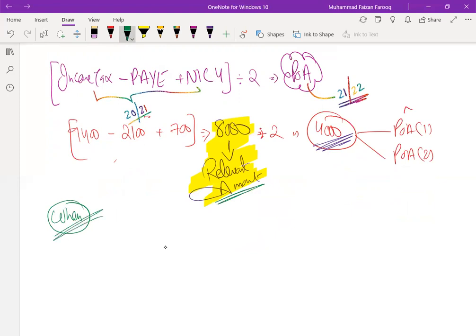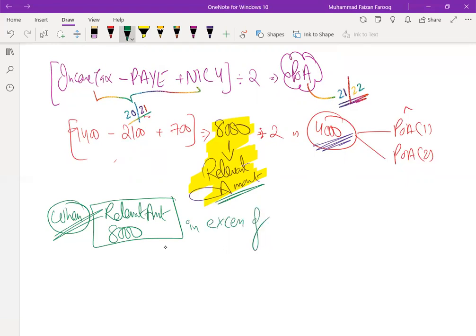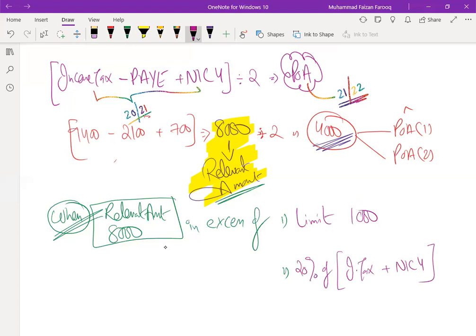This 8,000 is the relevant amount, and you will ask whether it is in excess of 1 and 2. The one is a limit, which is 1,000, and the two is 20% of the bracket. Bracket means NIC4 and income tax.